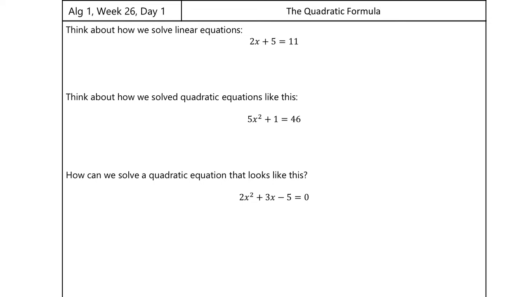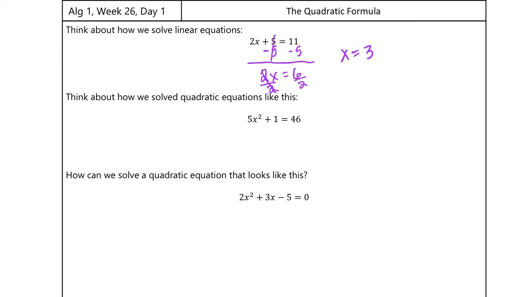I will mess with the plus 5 before I mess with the 2, because if I'm undoing what is happening to x, the plus 5 is what would happen after the 2x. So I'm undoing, so it's going backwards in the order of things. So I'm going to do a minus 5 to both sides and get 2x equals 6. Then we divide by the 2 in front, and we get x equals 3.